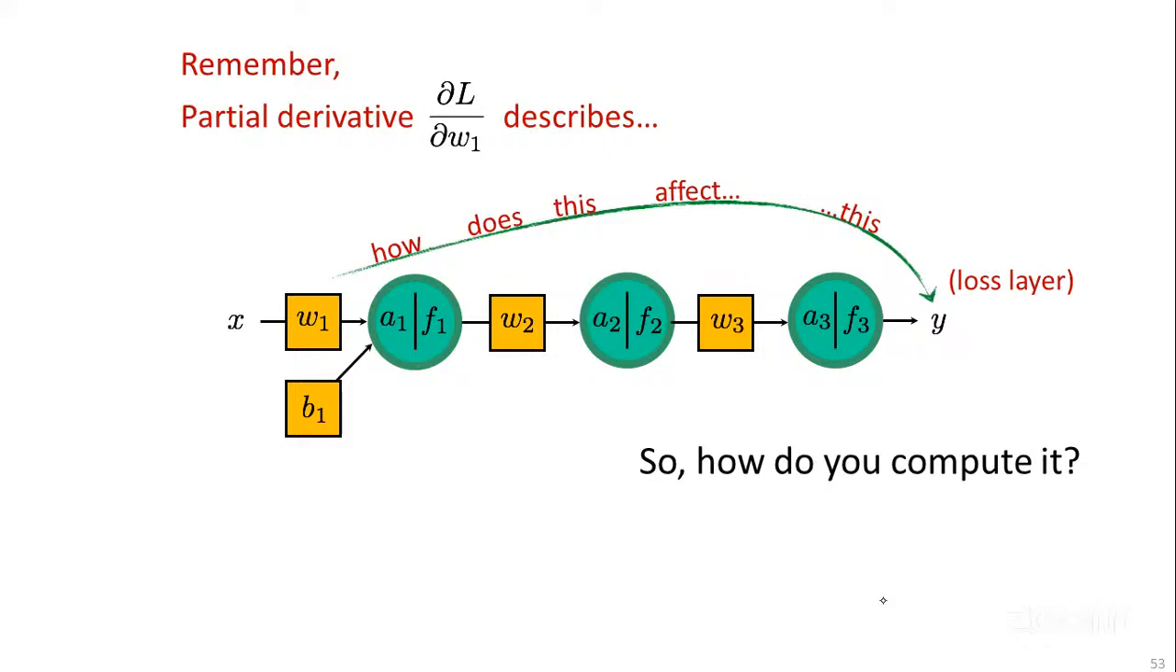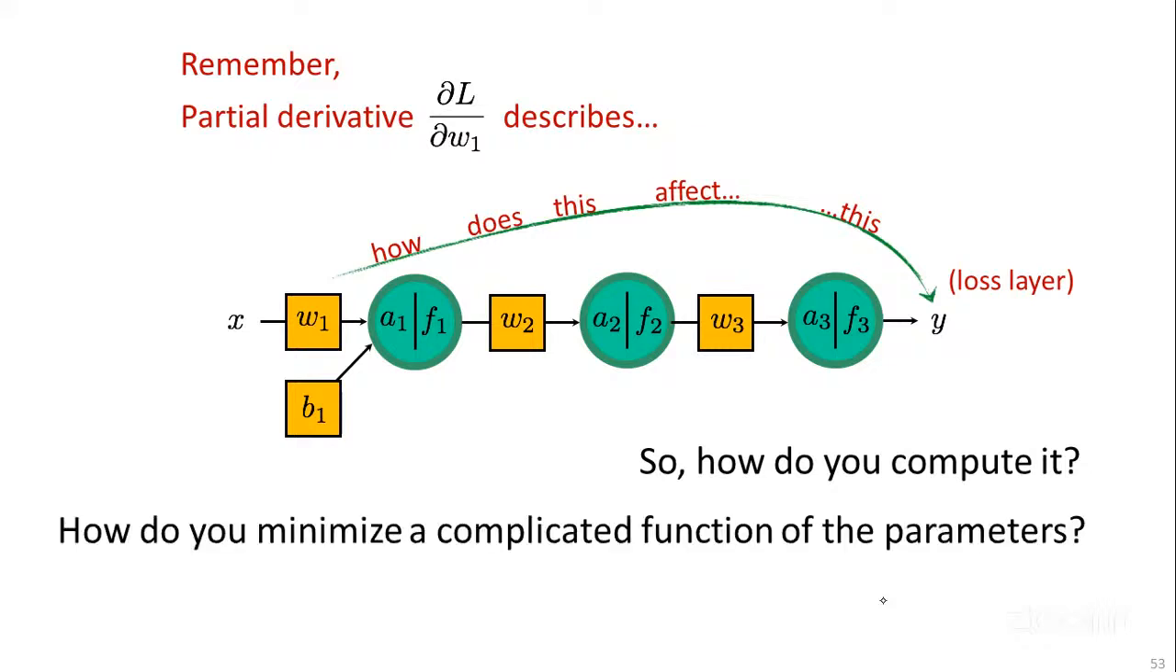So we can say that this partial derivative describes how this change of W1 affects this output, that is, at the loss layer, right? So the question comes, how are we going to compute it? For computing it, we will not start from W1, but see, okay.